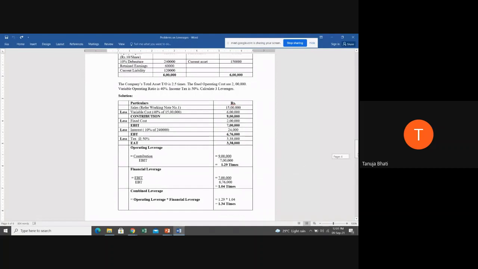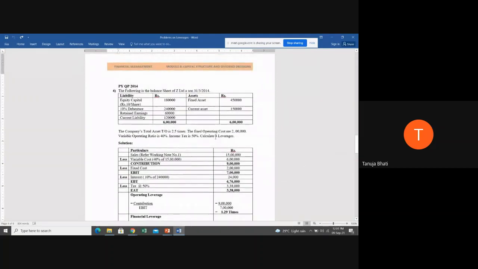Students, is problem number 4 clear to everyone? Just remember, for leverages we require contribution, EBIT and EBT. Once we know the format, we just have to punch in the figures in the format and get the answer for different types of leverages. Is problem number 4 clear to everyone? Yes, students? Yes, ma'am. Okay.